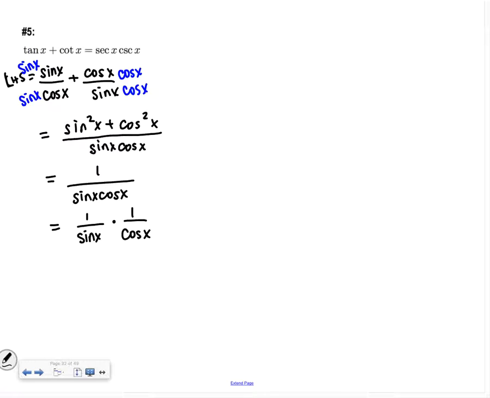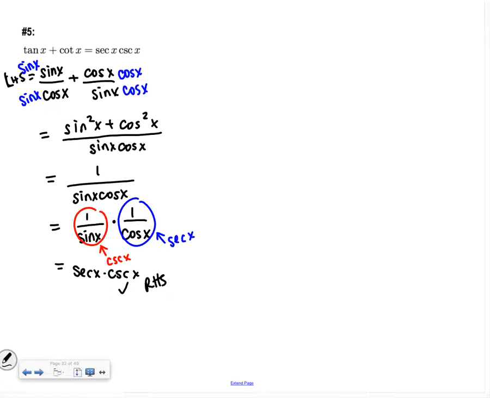See how I have secant of x and cosecant of x? So 1 over sine, that's cosecant. And 1 over cosine, that's secant. So I get my final answer. I get secant x times cosecant x. So that's my right-hand side.